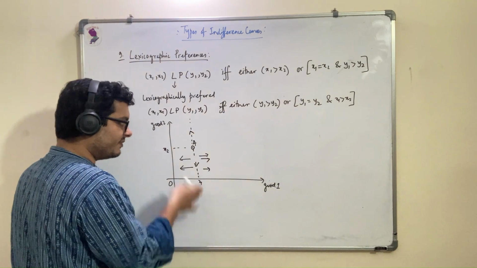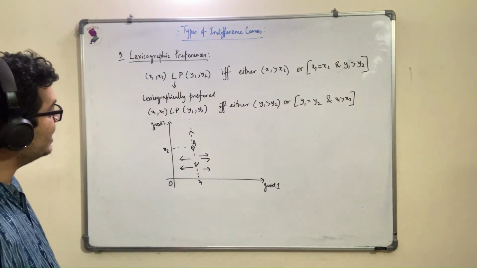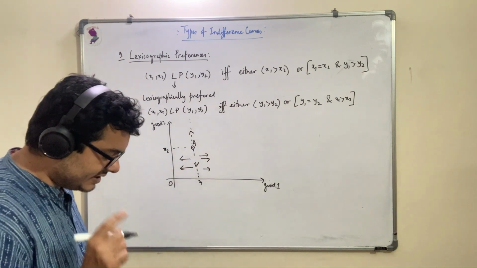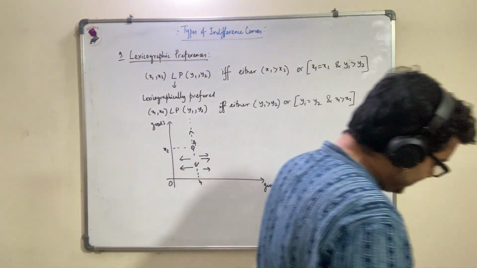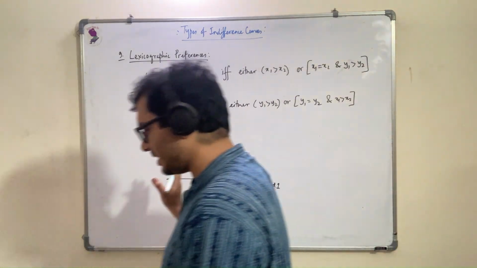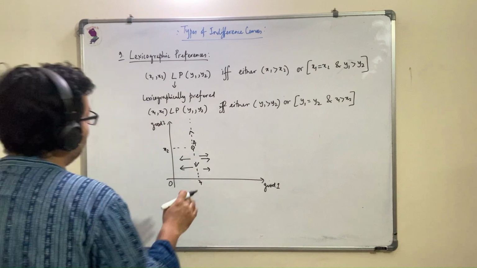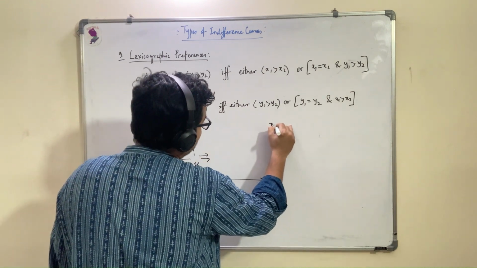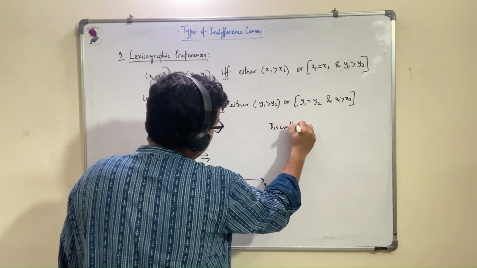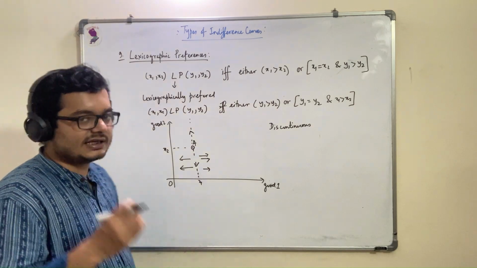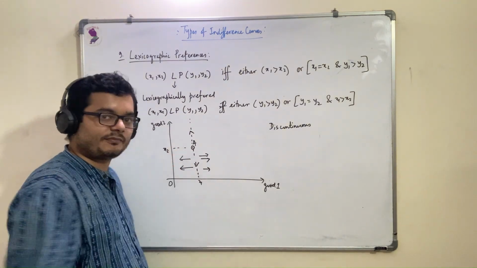Go down, less preferred. Go up, more preferred. So that means point A is either strictly more preferred or less preferred to every other point in this diagram. That means we cannot go beyond this point at all. So that is why the discontinuous preference, the lexicographic preference, where we do not have an IC, we just have a point. Okay?